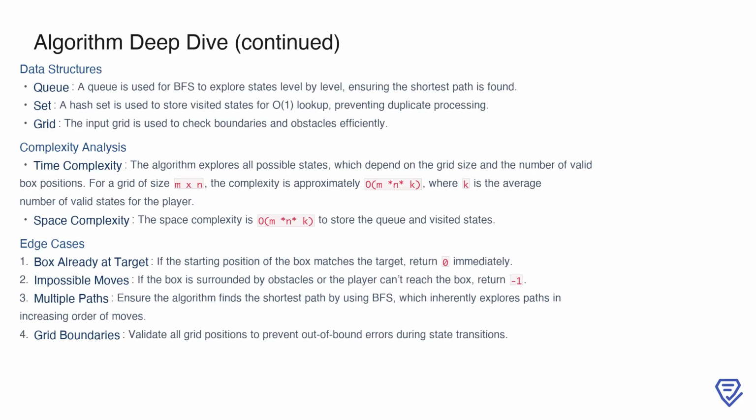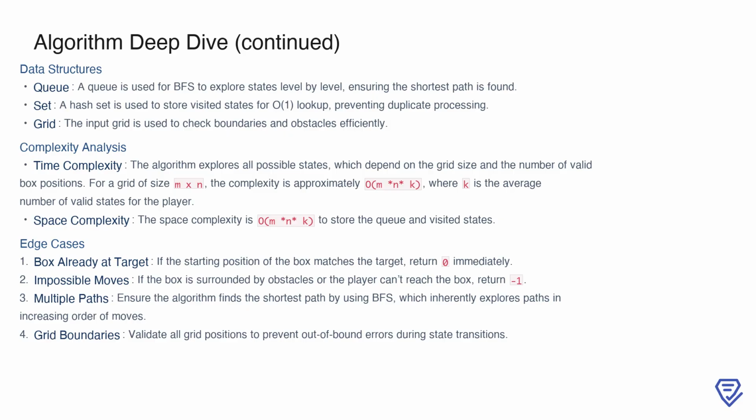To implement this solution, we rely on key data structures. A queue is used for BFS to explore states level by level, guaranteeing that the shortest path is found. A hash set is employed to store visited states, enabling constant time lookups and eliminating duplicate processing.